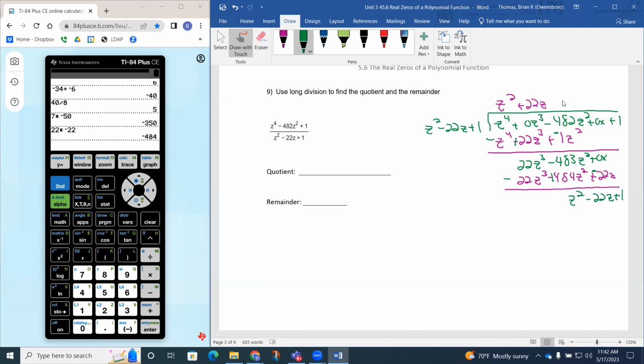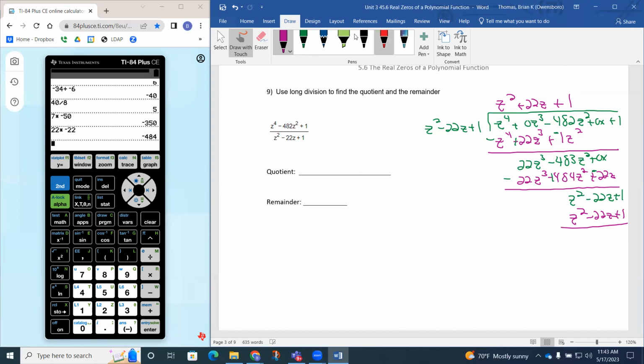So we've got to do this one more time, it looks like. So what times z squared is z squared? Well, I just need a 1 there. So 1 times z squared is z squared. 1 times a negative 22z is a negative 22z. And 1 times 1 is 1.